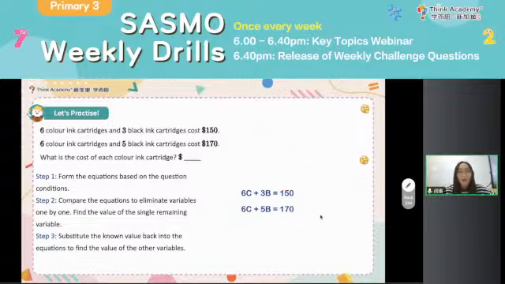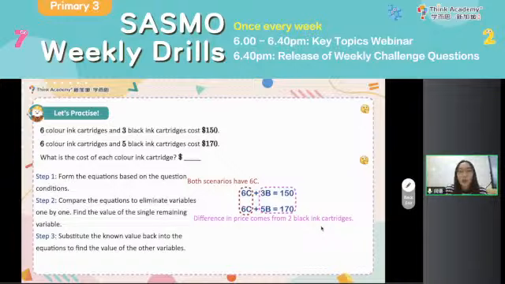So for this, we just compare what is in common and what is the difference. Can you find the common part? The first equation is 6c plus 3b, that is 150. The second equation is 6c plus 5b equals to 170. What is the common? Correct, 6c is the common one, right? And then what is the difference? How can we get the different results? Good job. Because the difference in price comes from 2 black ink cartridges.